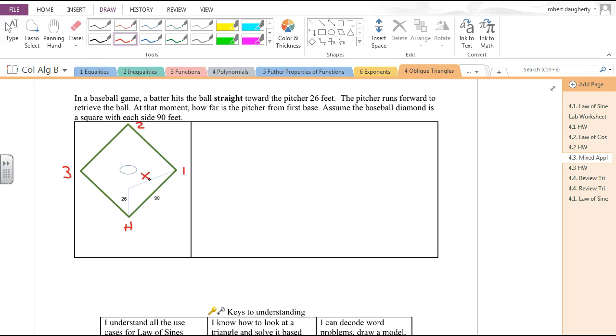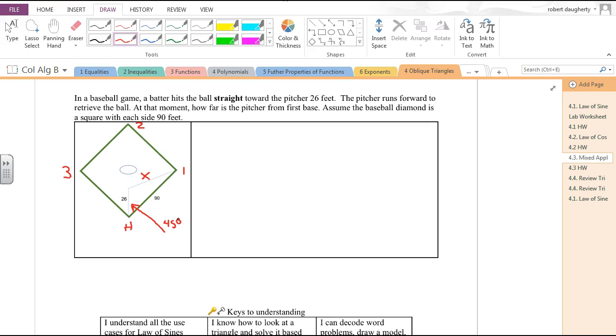So is there anything up there that tells you about angles? Okay, read the last sentence. Assume the baseball diamond is a square, okay? If the baseball diamond is a square, this angle is what? 90, 90, 90, and 90, right? The batter hits the ball straight toward the pitcher, so I'm at a 90-degree angle, and I hit the ball straight toward the pitcher. This angle right here is a 45-degree angle, because I hit the ball straight to the pitcher, out of that 90-degree angle. That was sort of what was hidden in this problem.